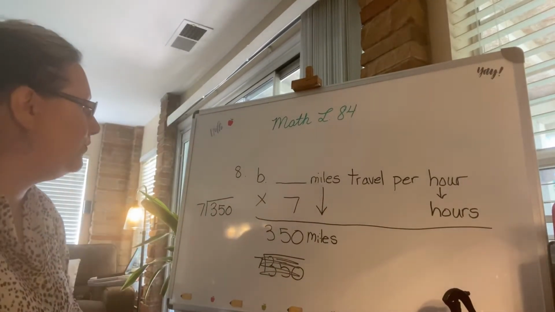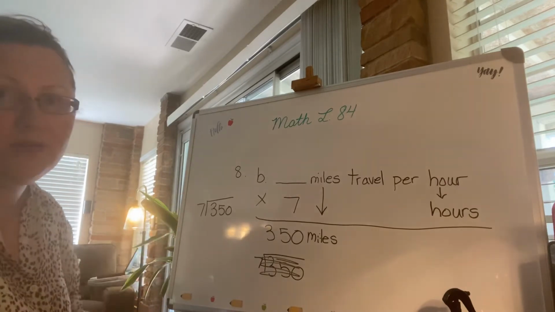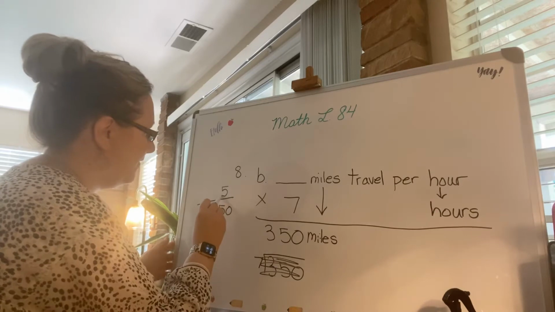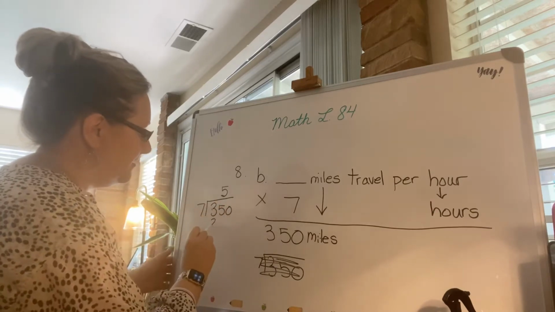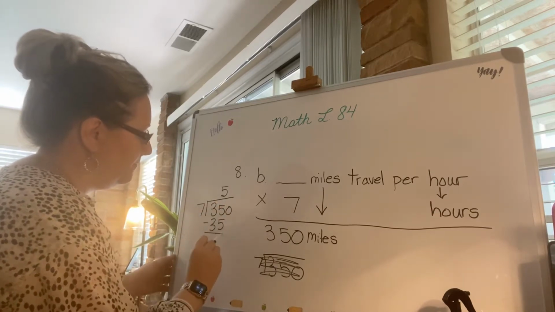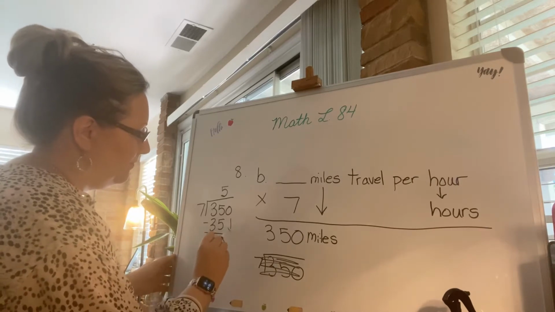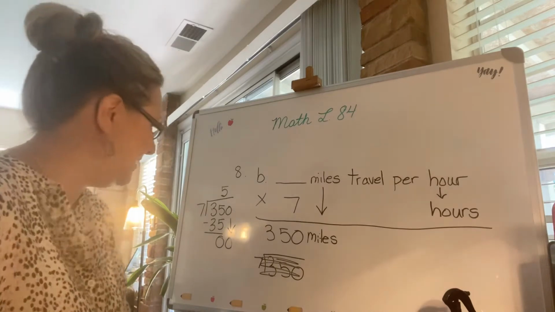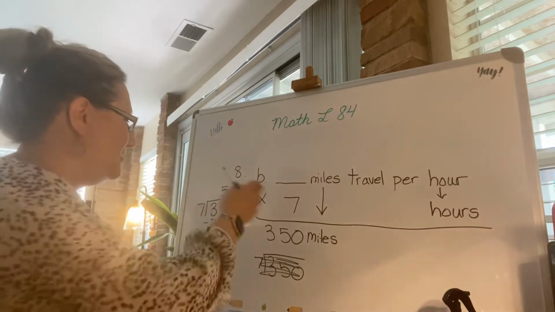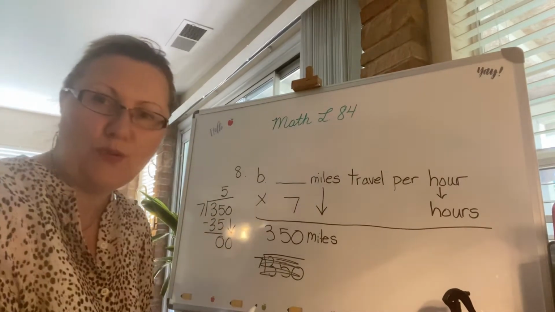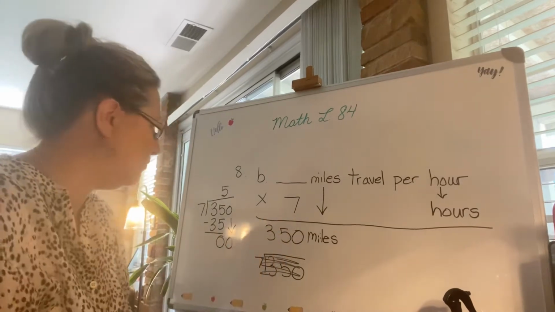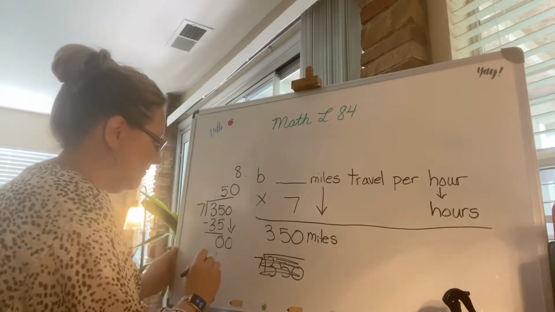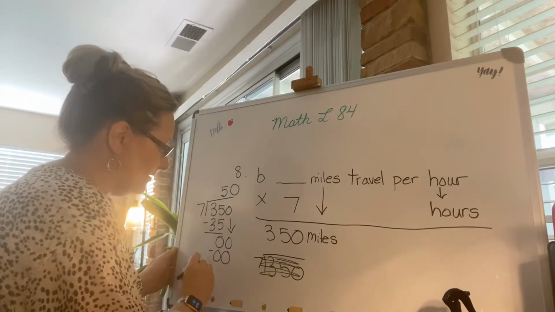Okay, so we think 7 times what goes into 35. We know the answer to that is 5. 5 times 7 gives us exactly 35. We subtract. We bring down the 0. And we ask ourselves, okay, what times 7 gives us 0? Or 0 divided by 7 equals what? And we know that only 0 times 7 will give us zeros.